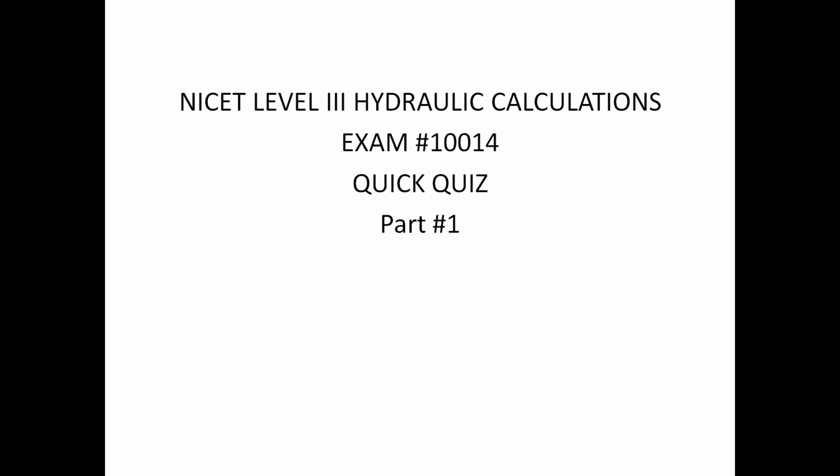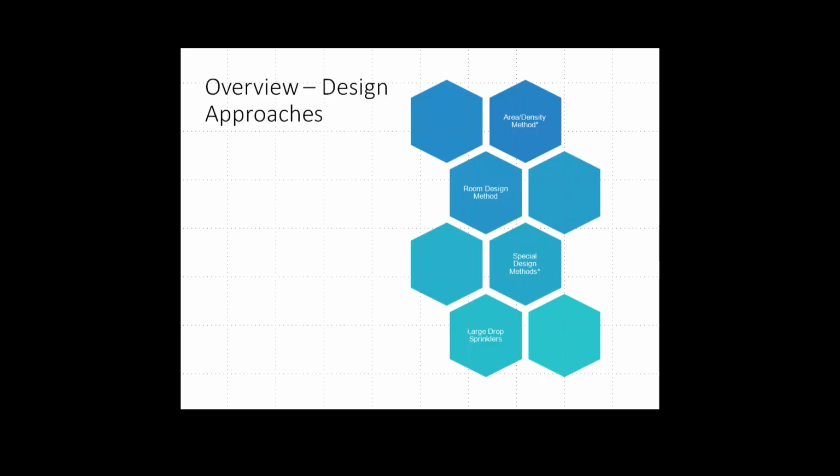Once again, this tutorial is on NICET Level 3 Hydraulic Calculations, exam number 10014. These are the three design approaches we will be discussing: area density method, room design method, special design method, and sorry, large drops, you didn't make the cut.